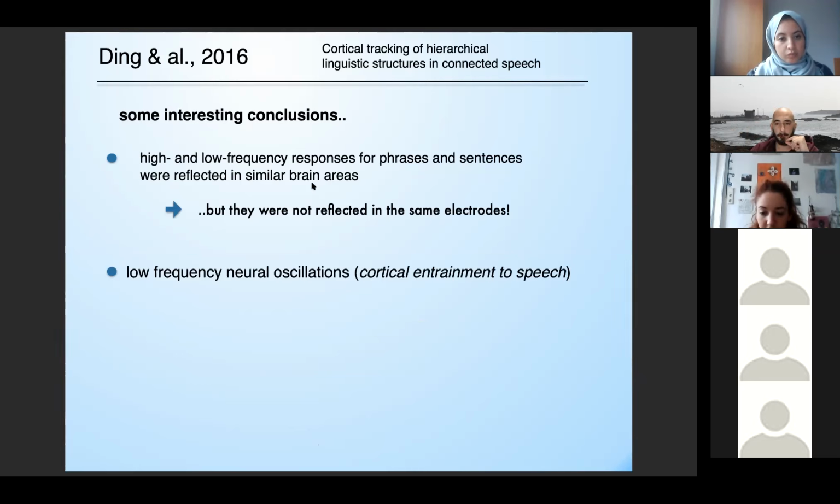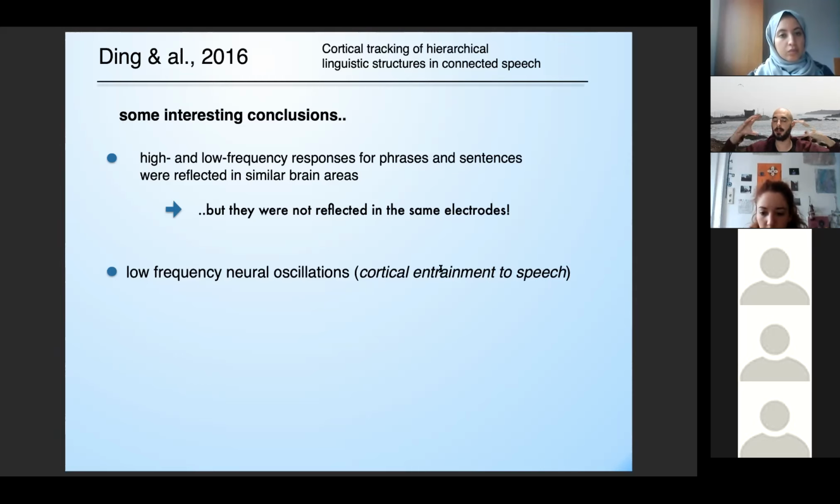And now, these low frequency neural oscillations, why are they low frequency? Because they are synchronized to 2 and 1 hertz, which is quite low, like 1 peak every second. So synchronized to sentence and to phrase rate, right? They are called cortical entrainment to speech.